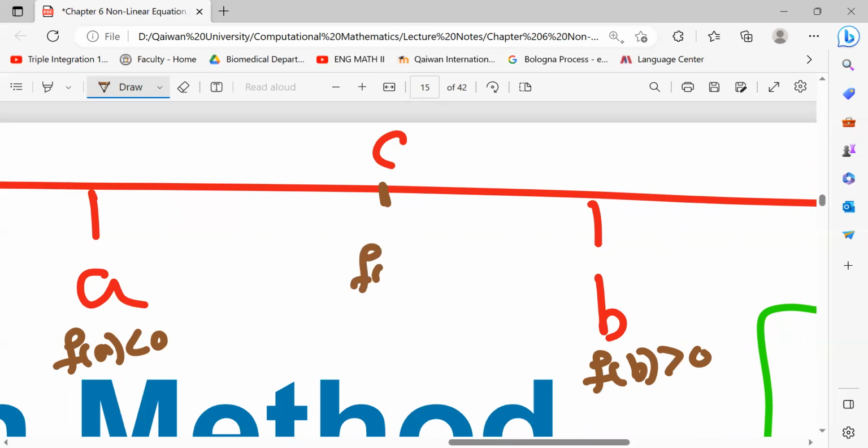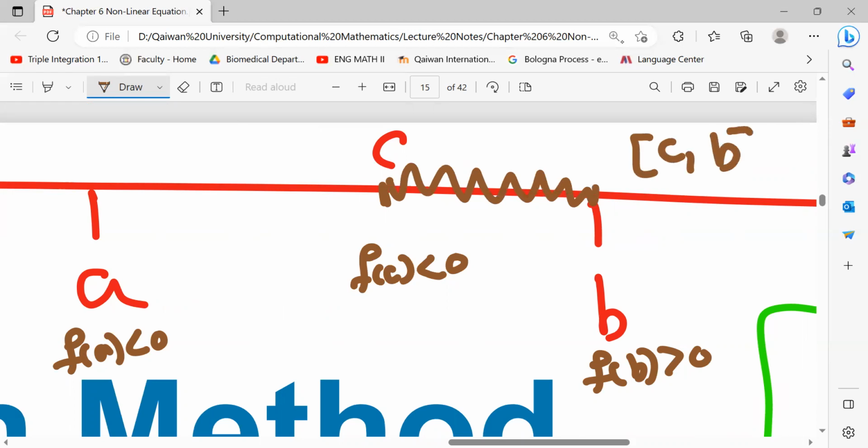If f of c is less than 0, it's that case. So what's our new interval? With f of both endpoints, one of them must be negative and one of them must be positive. If we take it with this, both are negative, because f of a is negative and f of c is negative, so there is no solution there. We don't take that interval. What we do, we take this interval.